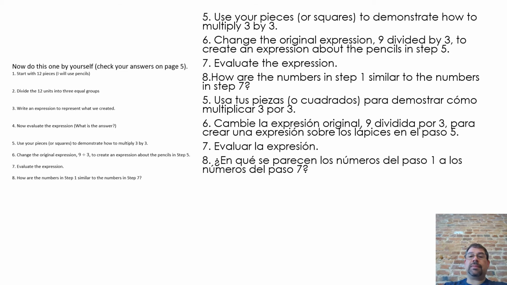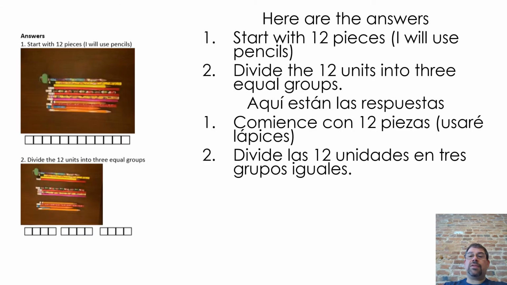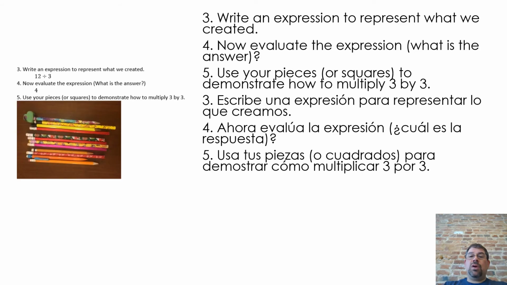Here are the answers. 1. Start with 12 pieces. I will use 12 pencils. 2. Divide the 12 units into 3 equal groups. 3. Write an expression to represent what we created. 4. Now evaluate the expression. What is the answer? 5. Use your pieces or squares to demonstrate how to multiply 3 by 3.